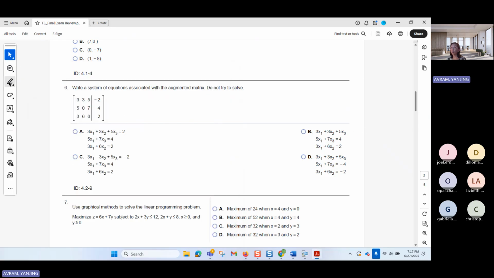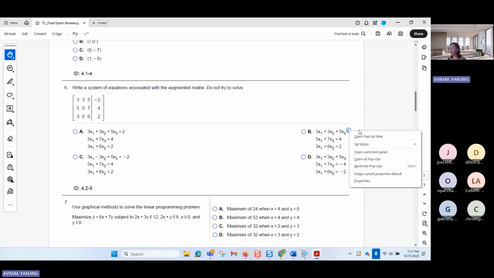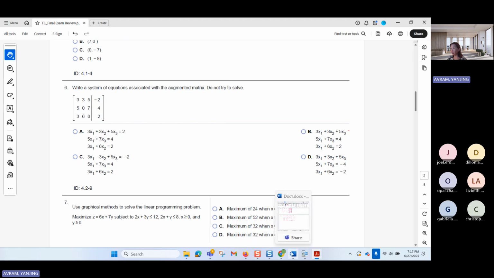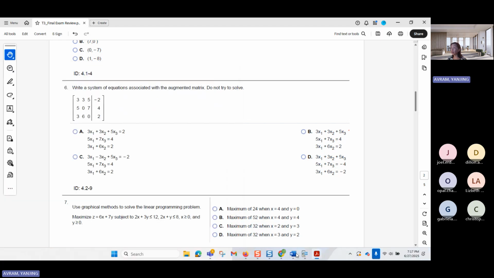All of them didn't print up in here. On the test, you won't have this problem because I just took a screenshot and converted it into PDF. That's why it got cut off. All right, so that is this one right here. As long as you know how to write down a matrix, you can always find the correct answer. One of the answers will be correct.